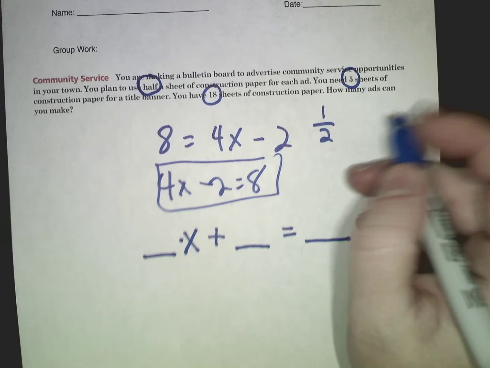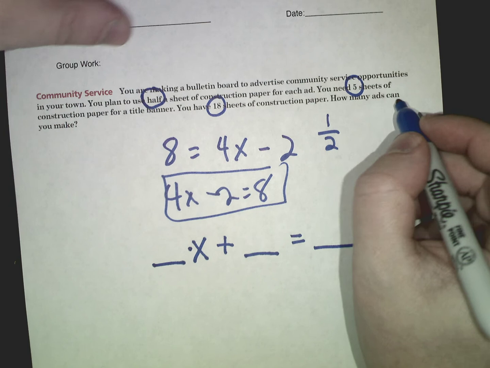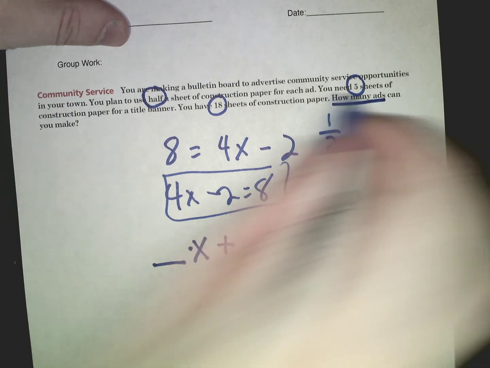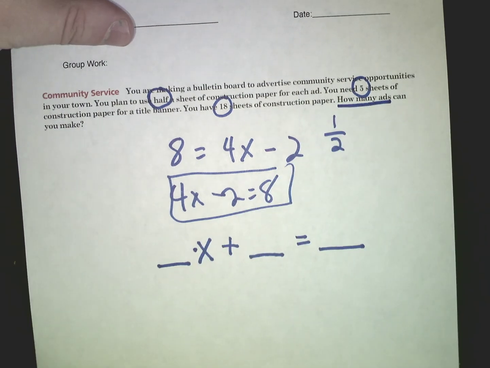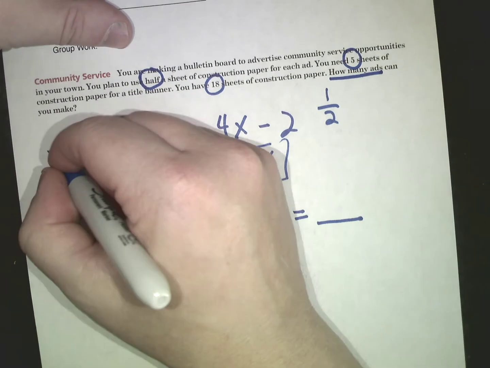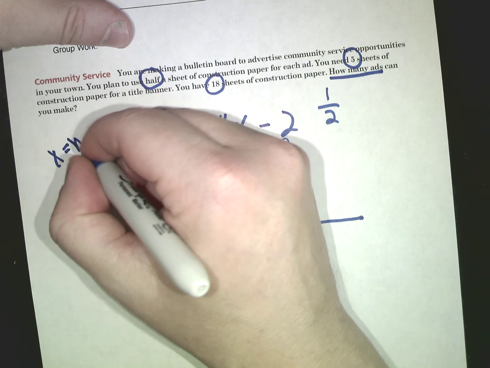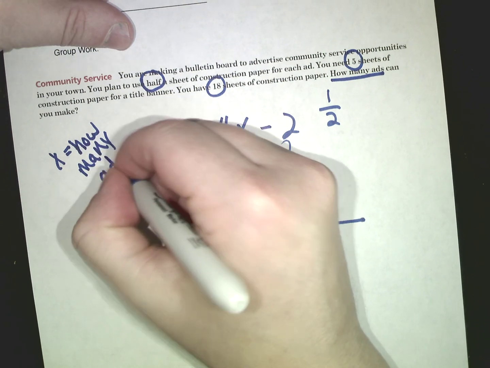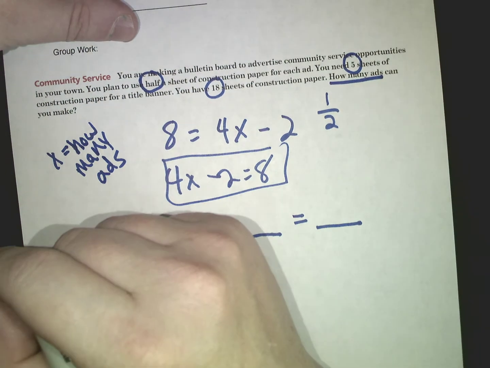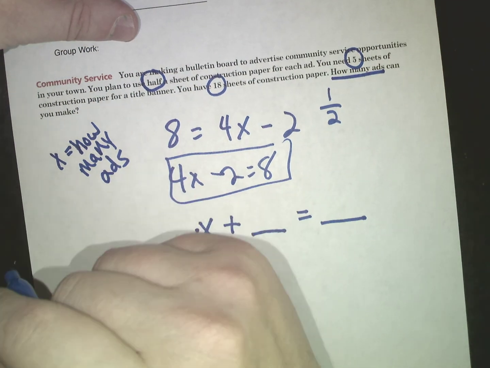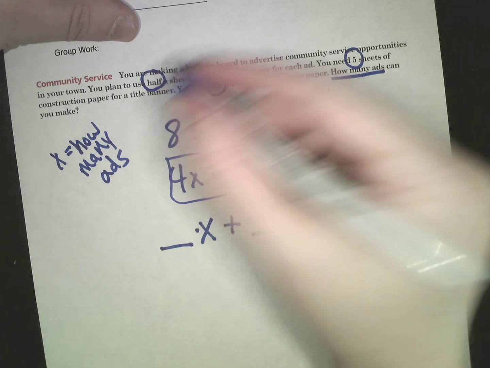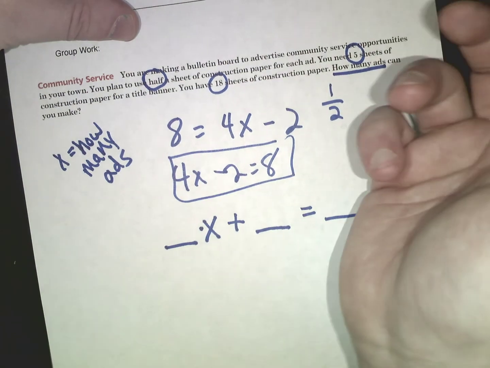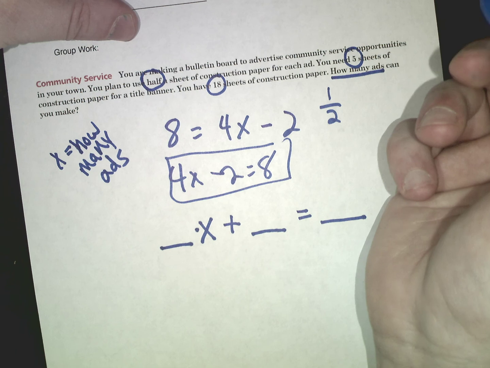Underline the question and important information. Well, how many ads can you make? So how many ads? I think that's really the thing we'll have to figure out. So x actually is probably going to be how many ads, how many of these ads we're going to make. Okay. Underline any other important piece of information. It's an advertisement. I don't know.